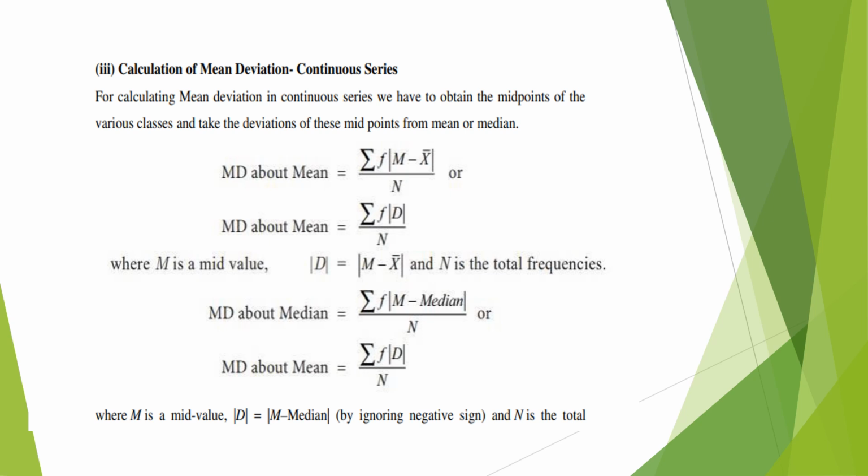So these are all the formulas of individual series, discrete series and continuous series for the calculation of mean deviation. And remember one thing, we need to ignore the negative sign in mean deviation, because we have put the absolute sign over here.